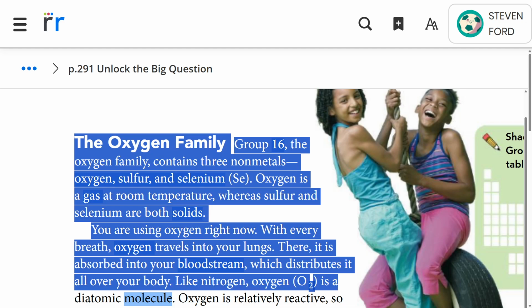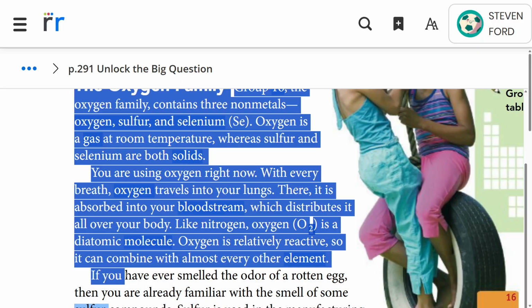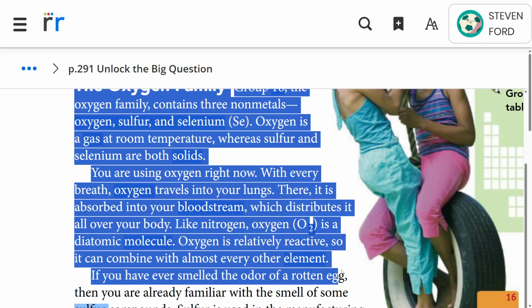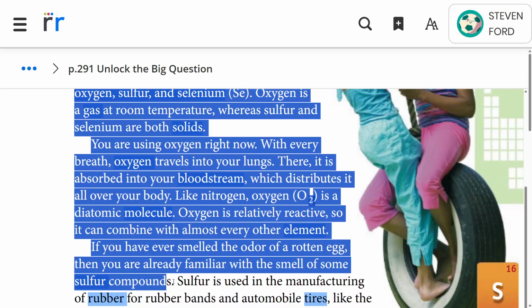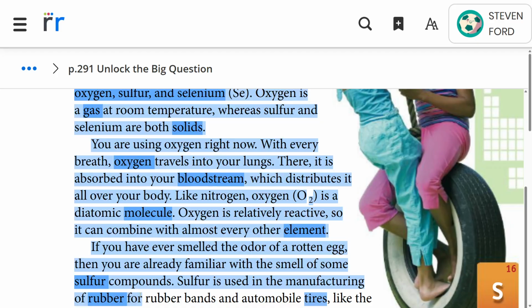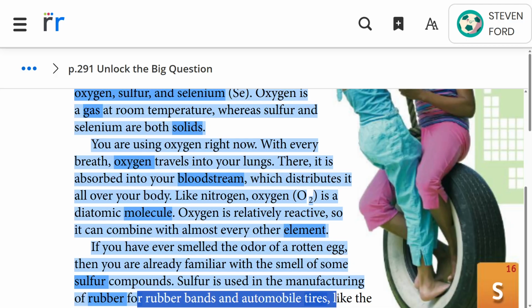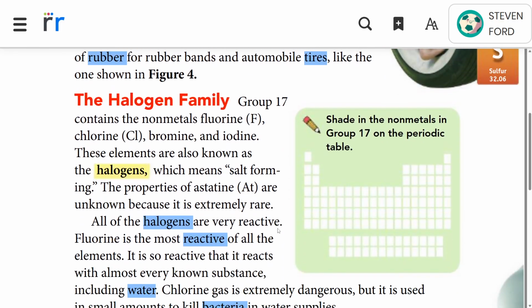Like nitrogen, oxygen, O2, is a diatomic molecule. Oxygen is relatively reactive, so it can combine with almost every other element. If you've ever smelled the odor of rotten eggs, then you are already familiar with the smell of some sulfur compounds. Sulfur is used in the manufacturing of rubber, for rubber bands and automobile tires like the ones shown in figure 4.